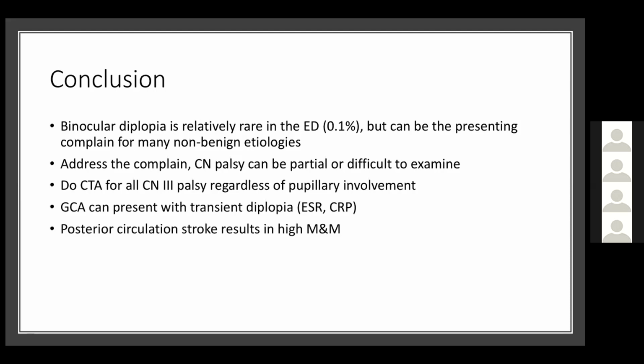Do a CTA for all third cranial nerve palsies regardless of pupillary involvement. GCA can present with transient diplopia. Think about it or rule it out in the right age population. And posterior circulation stroke results in high morbidity and mortality, so always think about it when the patient has diplopia, dysphagia, etc.